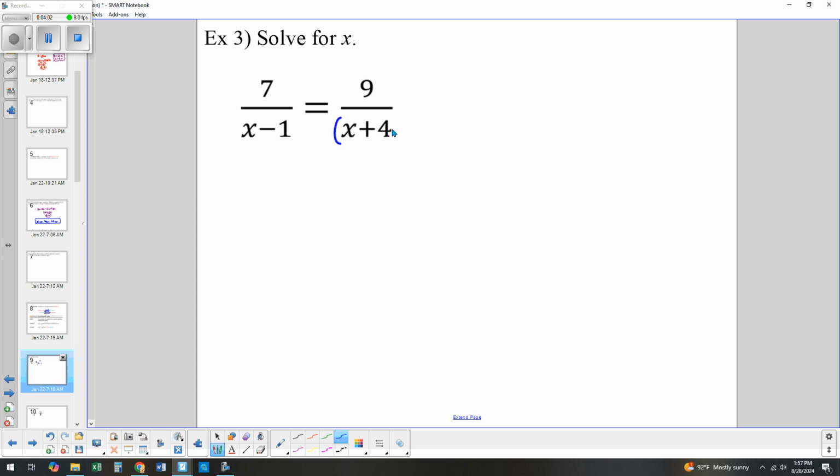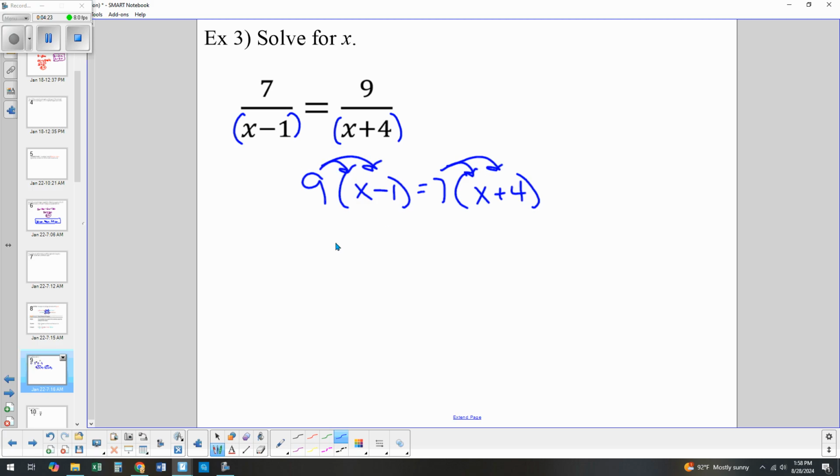When I'm cross multiplying, if I have more than one term here, right, x plus or minus something, I'm going to stick that inside parentheses, because when I go to cross multiply, I'm doing 9 times all of x minus 1, and I'm doing 7 times all of x plus 4. And I have to make sure I'm distributing, and I might forget to do that if I did not include parentheses.